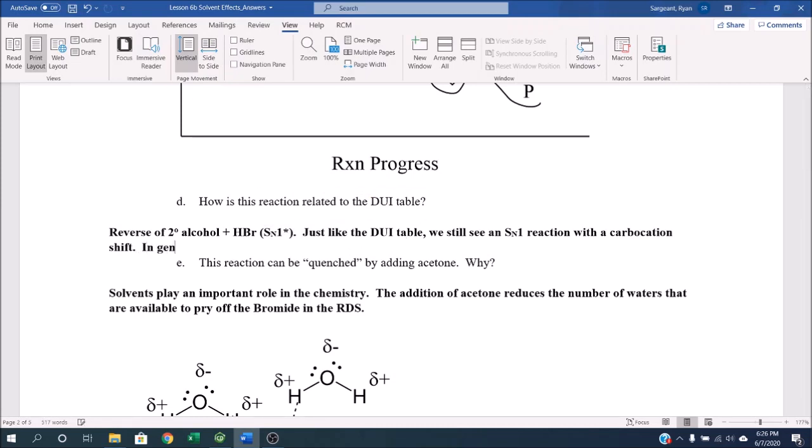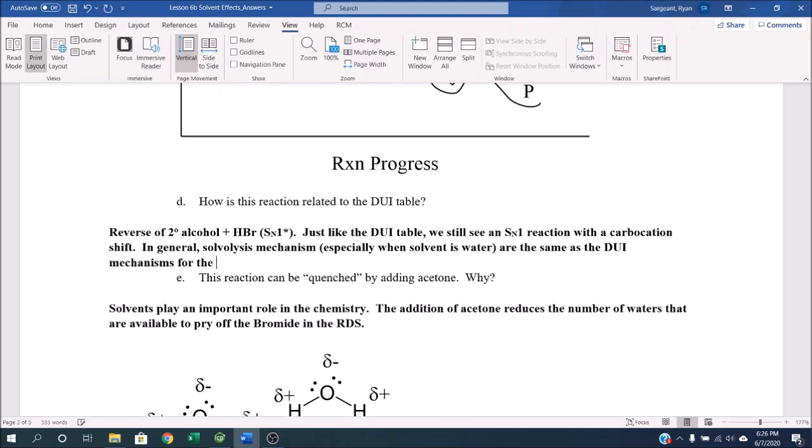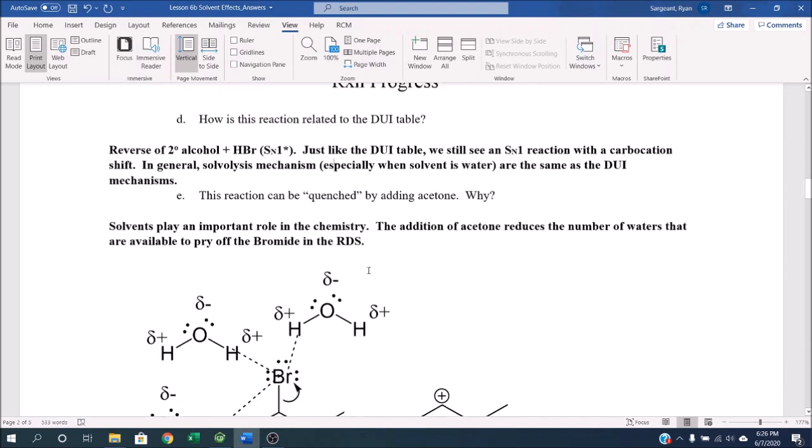So in general, the solvolysis mechanisms, especially when the solvent is water, are the same as the DUI mechanisms. So if it's a secondary alcohol, we expect it to go SN1 with a shift. If it's a secondary alkyl halide in solvolysis, we still expect it to go SN1 with a shift. That's what this question is trying to get at right there.